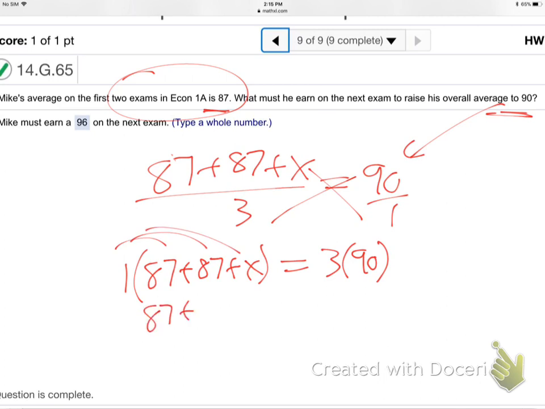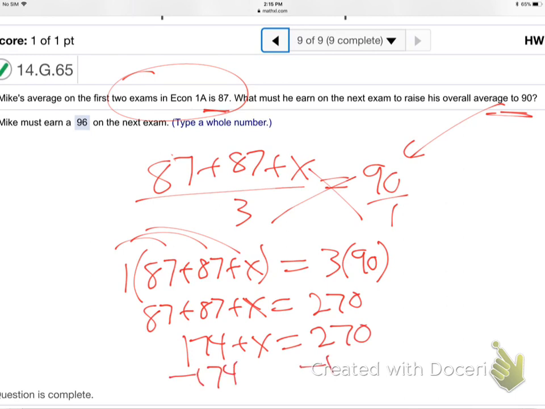That 1 does nothing. 87 plus 87 plus x. 3 times 90 is 270. 87 plus 87 is 174. Plus x is 270. Subtract the 174. X equals whatever that is. 96? Oh, yeah, that's why that's the answer. He's got to get a 96 on his third exam to make his average 90.